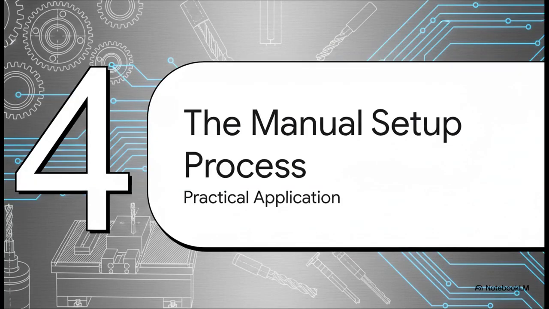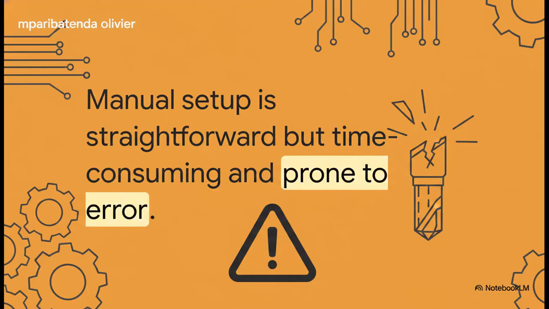Section 4, the manual setup process. Let's get into the practical application. We're going to focus heavily on the manual tool setup process now, specifically the tool offset. And look, as an instructor stepping into the shoes of a floor manager right now, I have to warn you, while the concept of manual setup is incredibly straightforward, it is highly, highly prone to human error if you aren't focused. It takes time, it takes patience, and a single moment of distraction can lead to a crashed machine or a scrapped part. Focus here is literally everything.